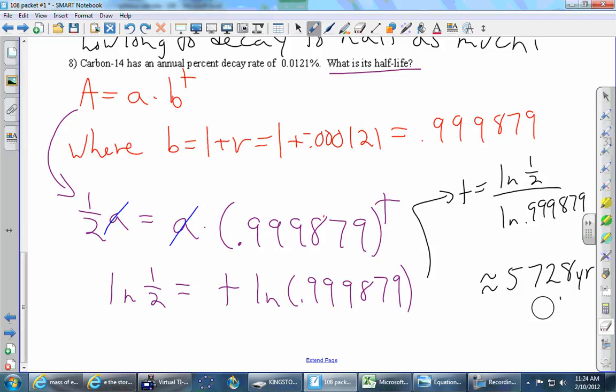It takes 5,728 years for the amount of stuff to get cut in half. And if you wait another 5,700 years, it'll get cut in half again, which is why there's still a detectable amount of carbon in that dinosaur bone, because it takes so long for it to go away. Are there questions on that?